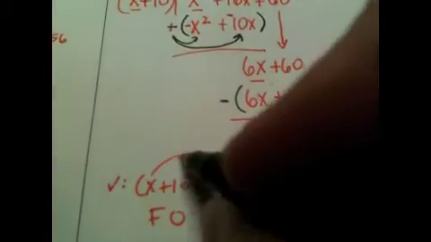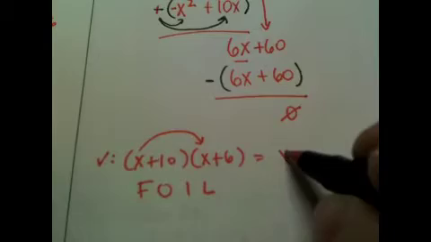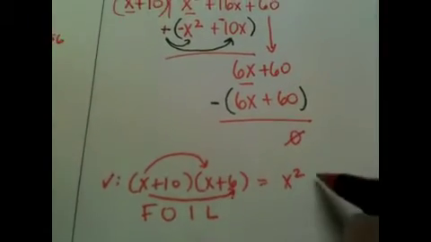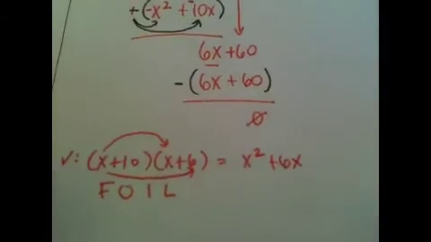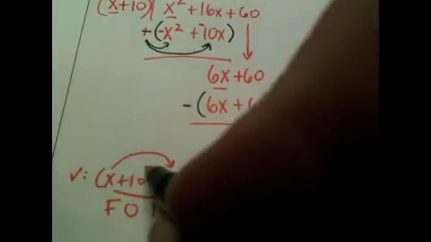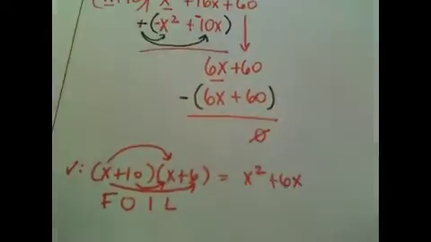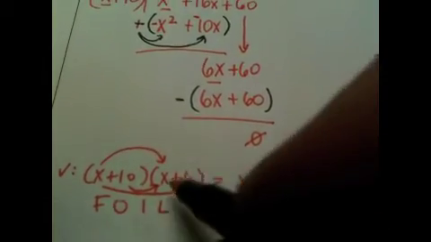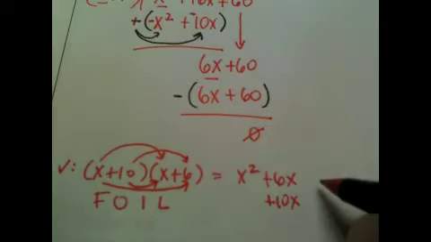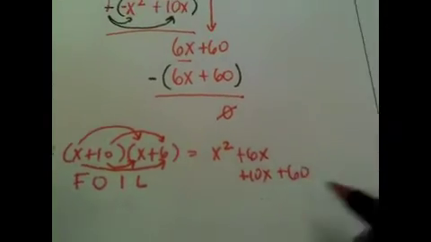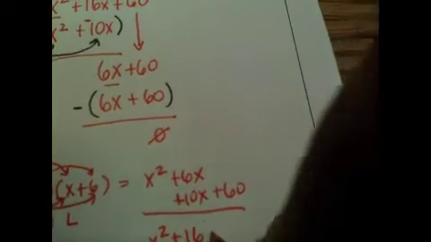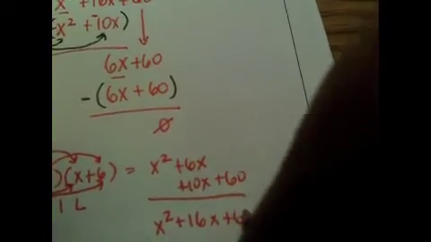First, which would be x times x gives me x squared. Outer, x times 6, which is 6x. Inner, 10 times x, which is 10x. And last, which is 10 times 6, which is 60. Okay, put it all together, you get x squared plus 16x plus 60.